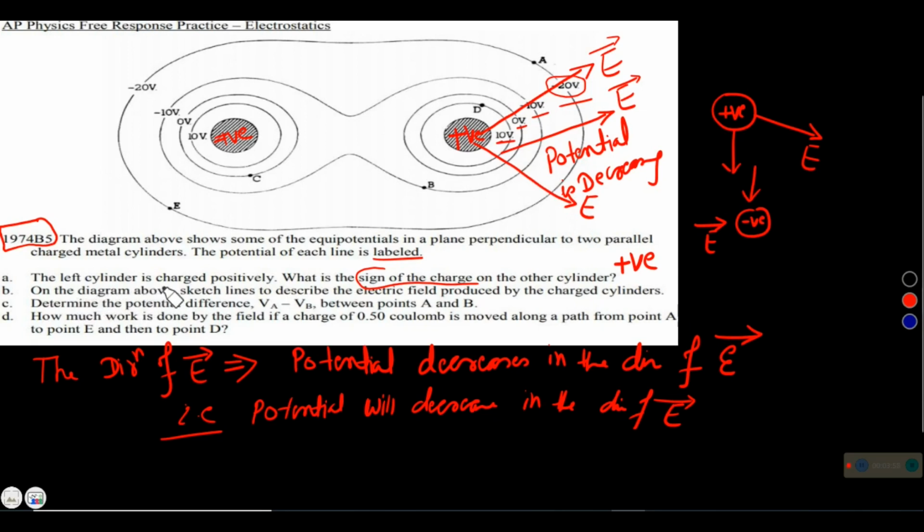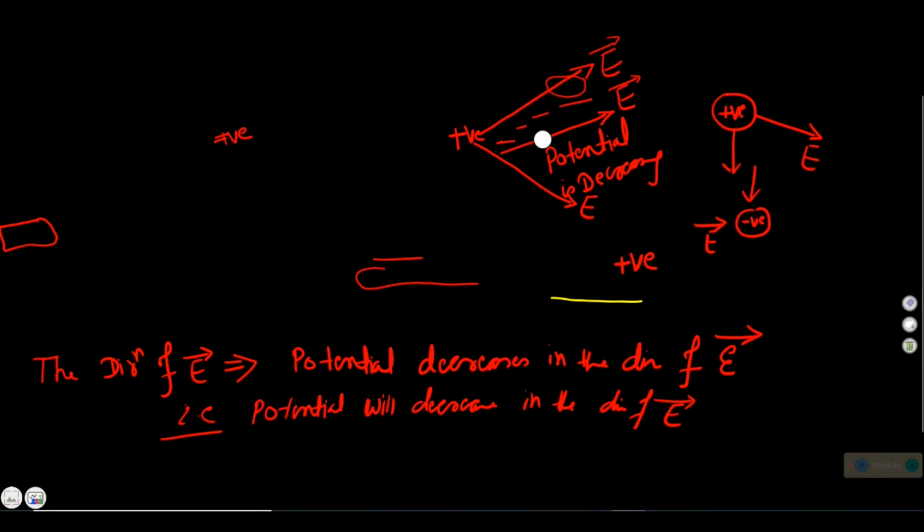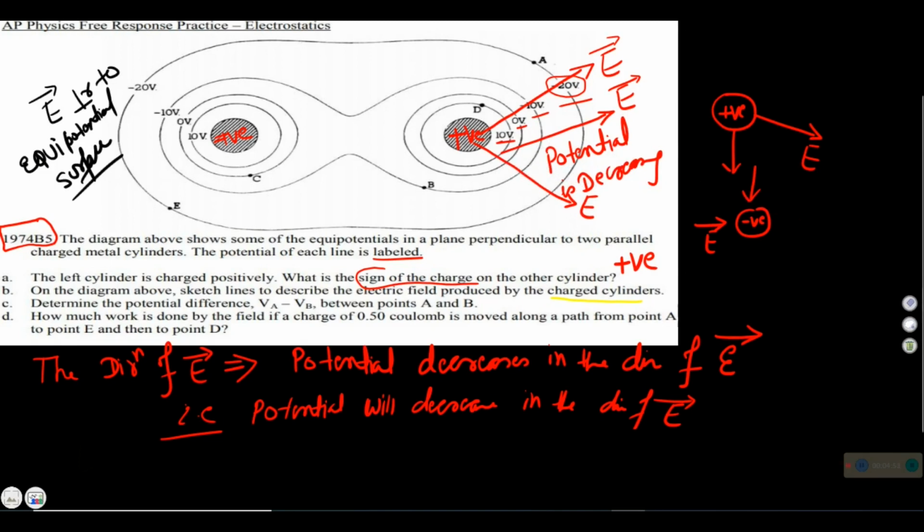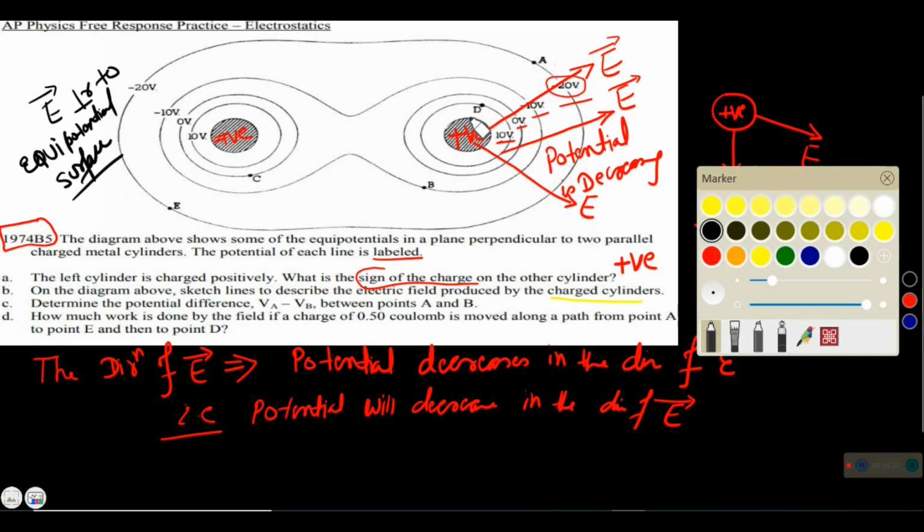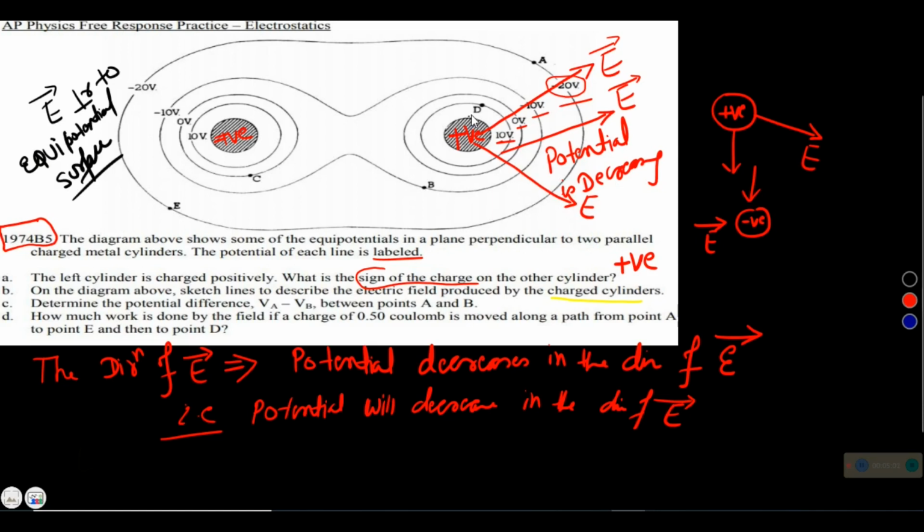The next question is: on the diagram above, sketch the lines to describe the electric field produced by the charged cylinders. We know that electric field lines are always perpendicular to the equipotential surface. So we have to sketch the electric field lines like this. The equipotential surface should be perpendicular to the electric field direction also.